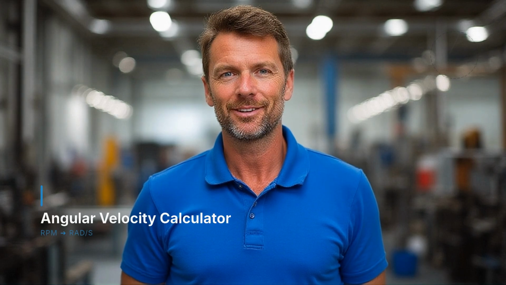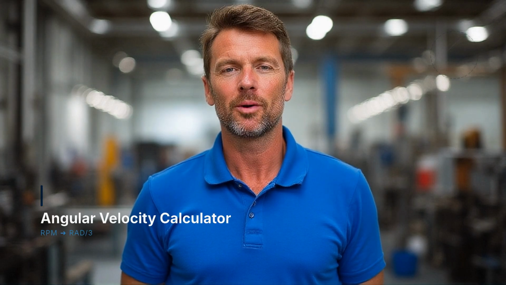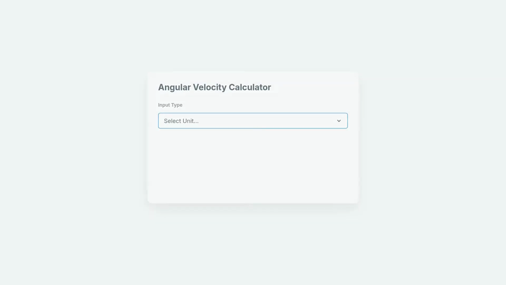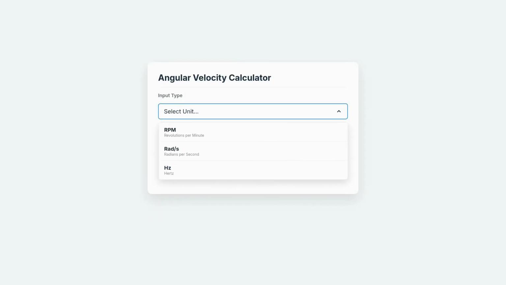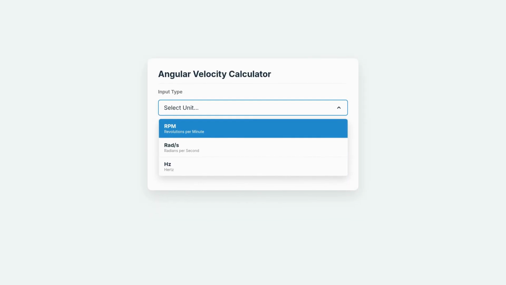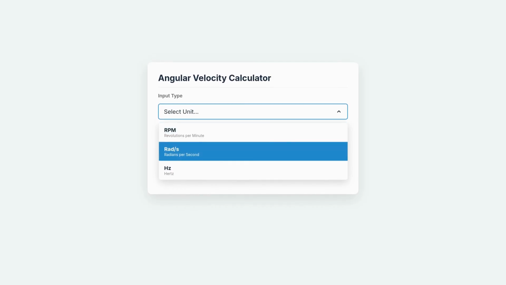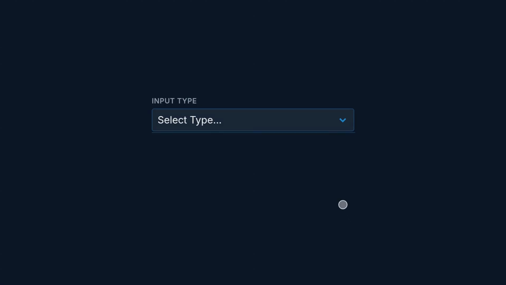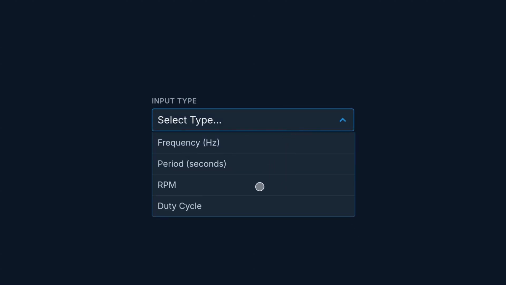Today we're using the angular velocity calculator to convert between RPM and radians per second. The calculator has a drop-down menu for input type with 3 options: RPM, which stands for revolutions per minute, rad/s, which means radians per second, and period in seconds. For this demonstration, I've selected RPM.